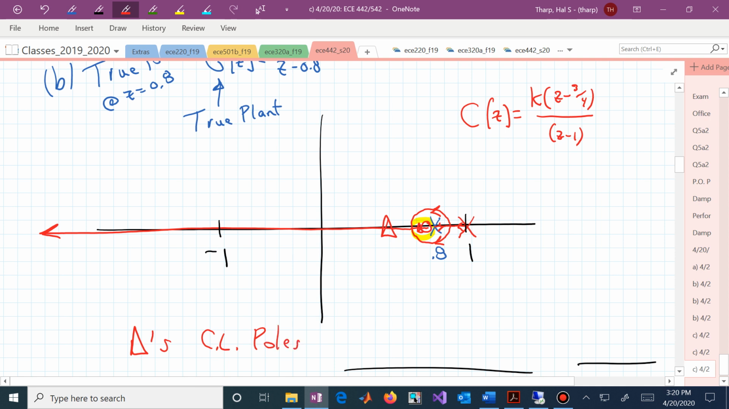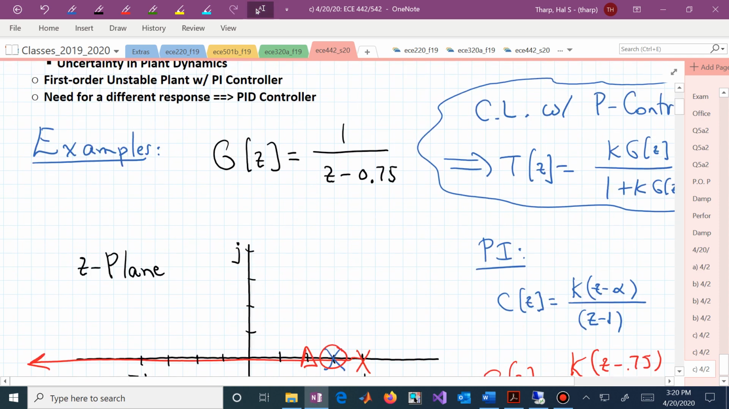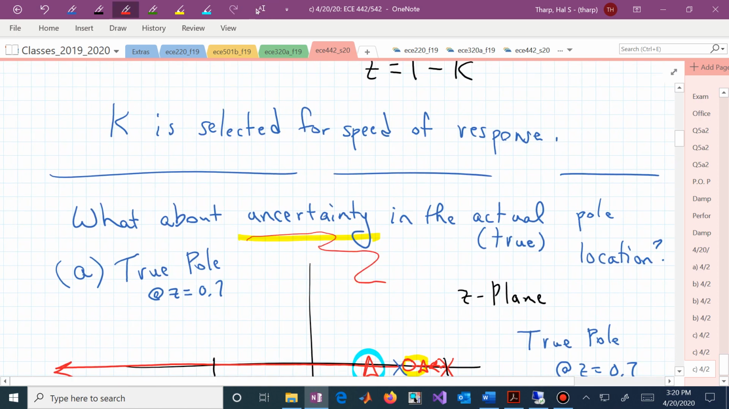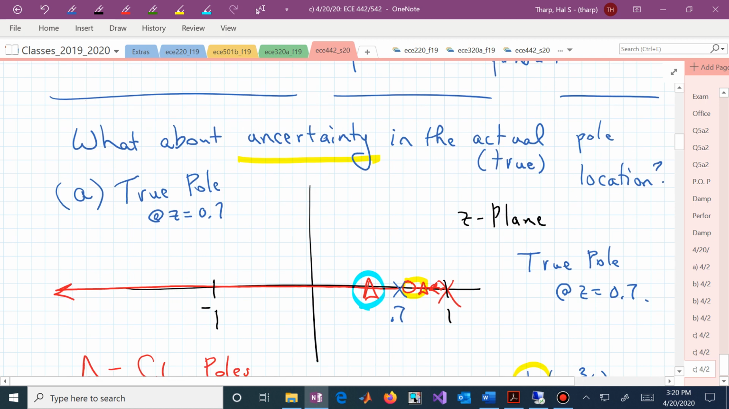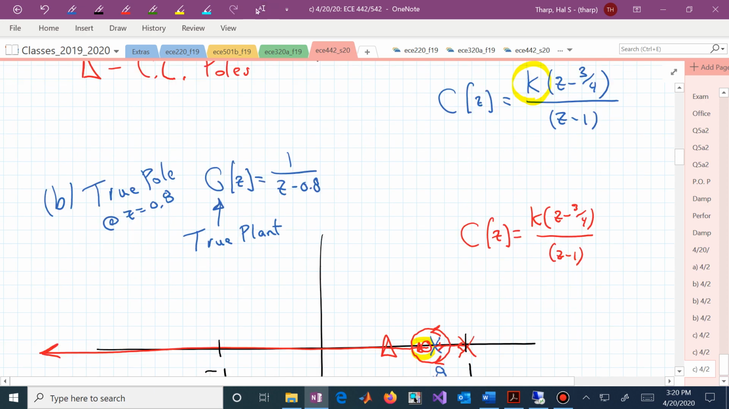One of those closed loop poles is nearly annihilated by the 0 at 3/4. The other one is close to where we were hoping it to be, which was around 0.5. So this design, using a PI controller for maybe a nominal plant of G(z) equal to 1 over z minus 0.75, is actually robust to uncertainty in our system, whether that uncertainty was a faster pole in our real plant or a slower pole.